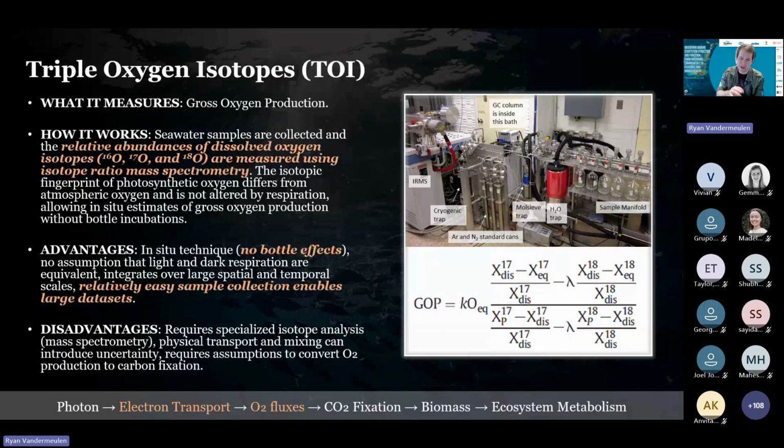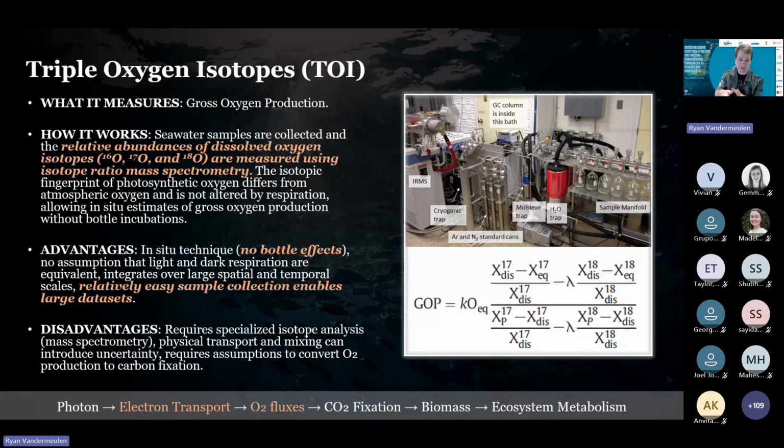And by measuring these isotope ratios in seawater, we can actually separate oxygen produced by photosynthesis from the pool of oxygen that was exchanged with the atmosphere or modified by respiration. The major advantage is that this provides an estimate of gross oxygen production directly in the environment without requiring incubation bottles. Samples are relatively simple to collect, allowing measurements across large spatial scales. And because this method integrates the natural environment, it avoids some of the assumptions associated with laboratory incubations.